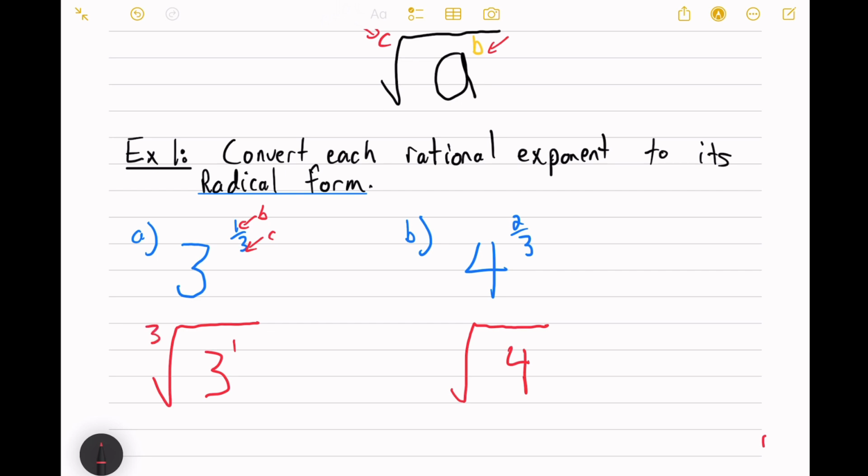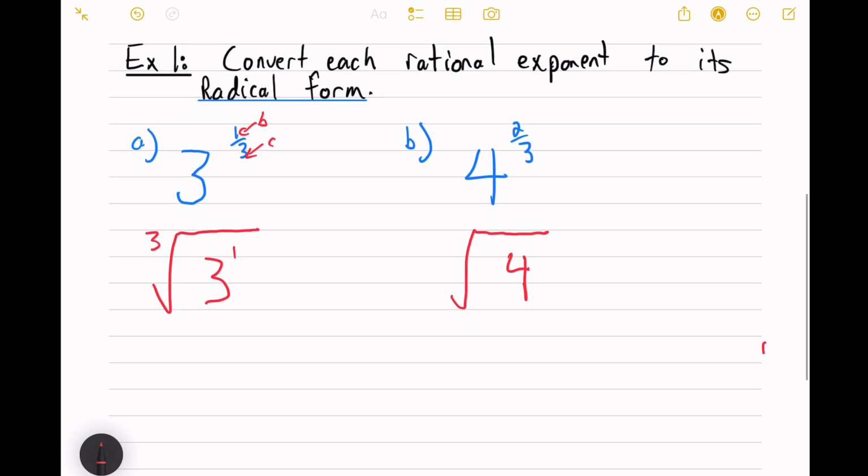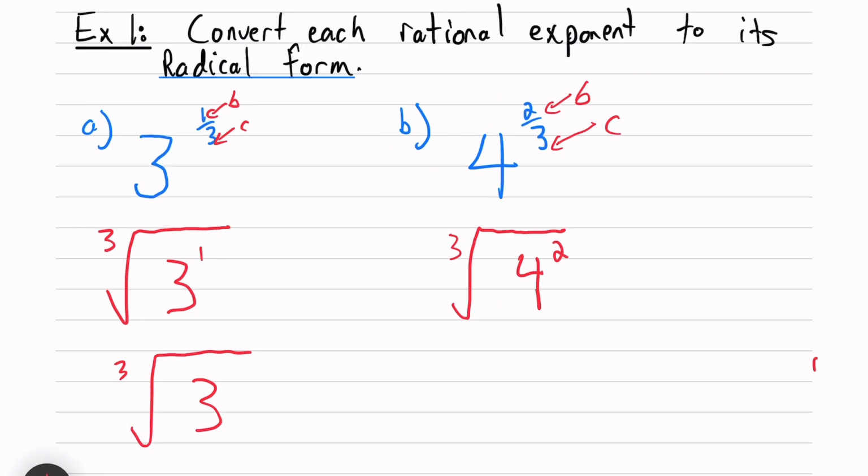And so our radical form is going to look like this, the cube root of 3. And we can just rewrite it like this without writing the 1, so it's not redundant. Now for this one, this is our b, the 2, and then the 3 is going to be our c. So the 2 is going to go under the root, and then the 3 is going to go here as the index.